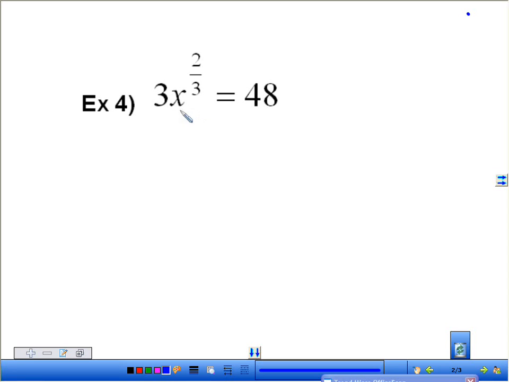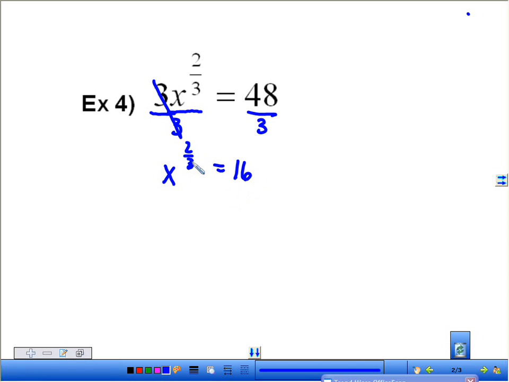The first step is to isolate x to the power of 2/3. In order to isolate that, I want to get rid of the 3 on the outside. So I'm going to divide both sides by 3. That leaves me with x to the power of 2/3 equals 16.